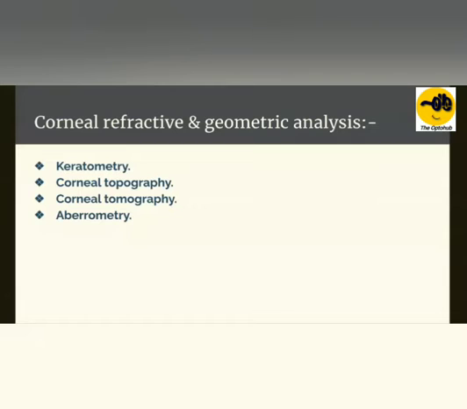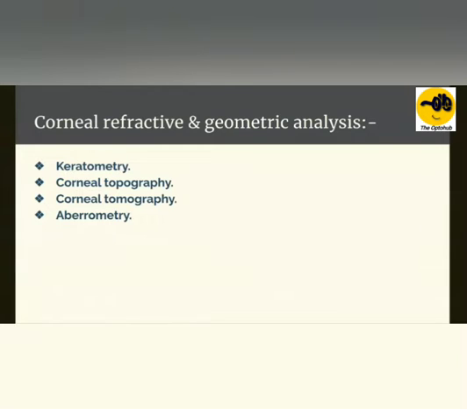What do I mean by geometry? Geometry means the measurements. How high is the cornea? How low is the cornea? Or how high and low are the different positions on the cornea? How much is the thickness of the cornea at different positions? And so on. So what we observe and measure on the cornea is the refractive and the geometric analysis.